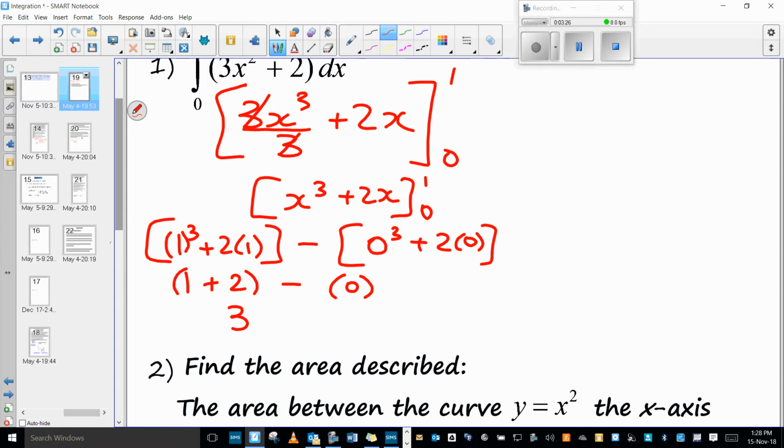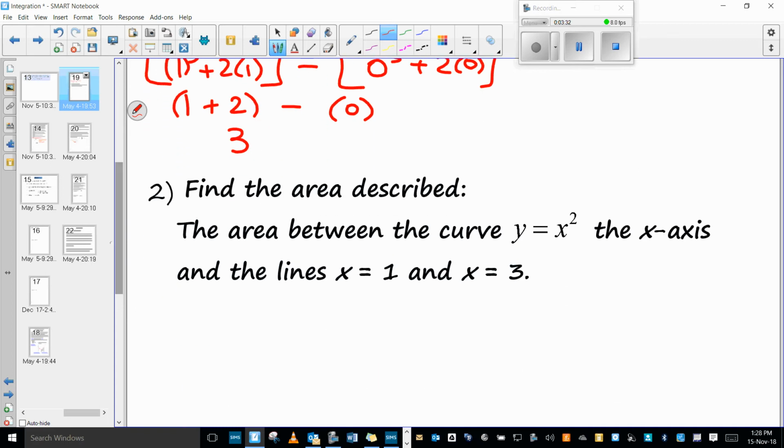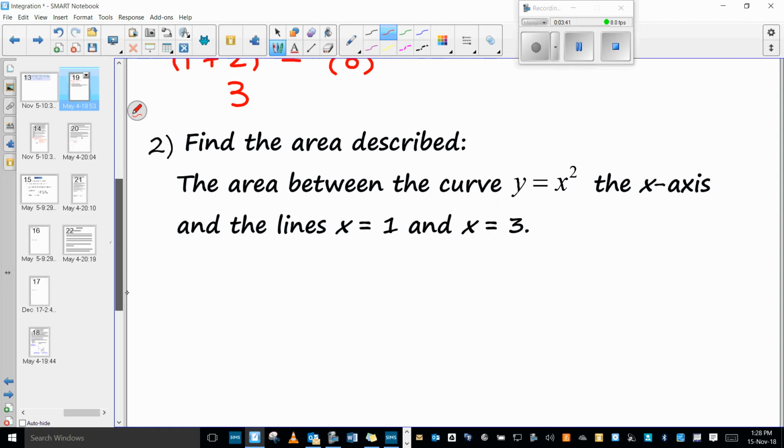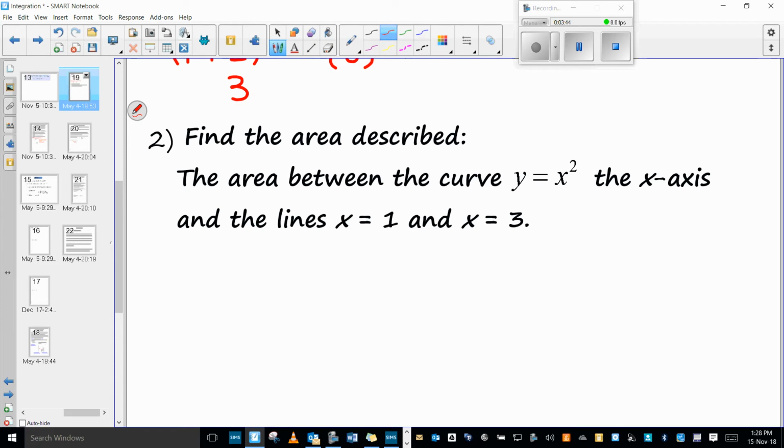And remember, it's always a numerical answer. So here they've asked us in words: find the area described. The area between the curve y equals x squared, the x-axis, and the lines x equals 1 and x equals 3. Now I would suggest that you perhaps want to sketch a little diagram of what's going on. Okay, so there is my y equals x squared graph. You will be happy with that? Okay, you're all happy you would draw that as x squared, yes?